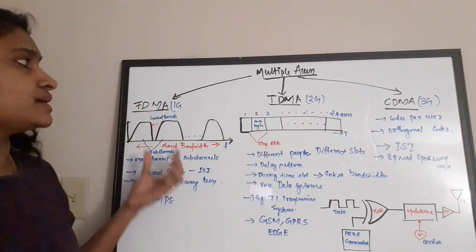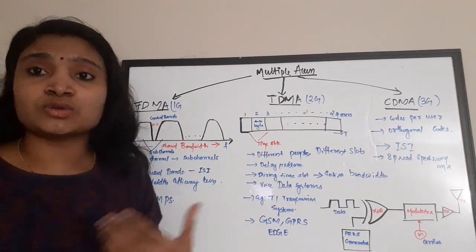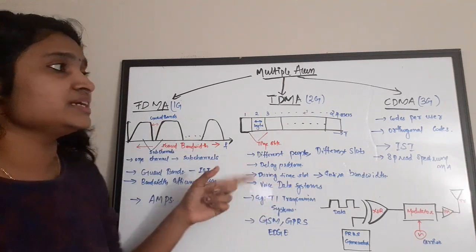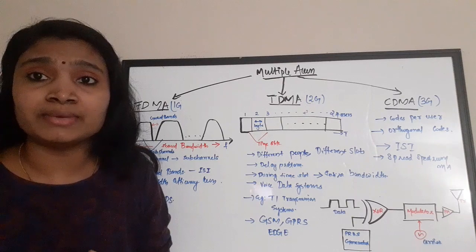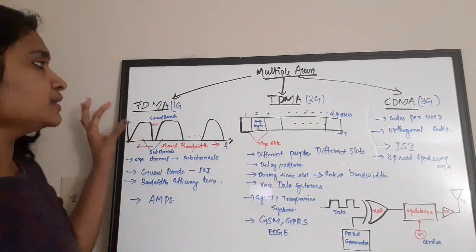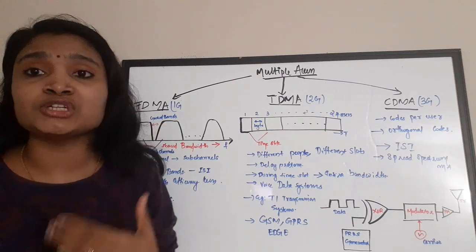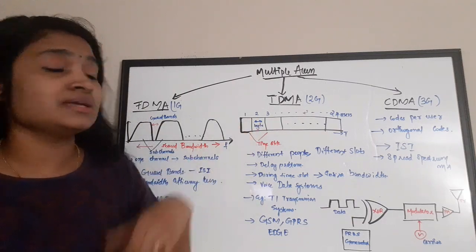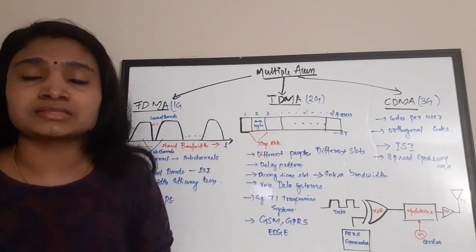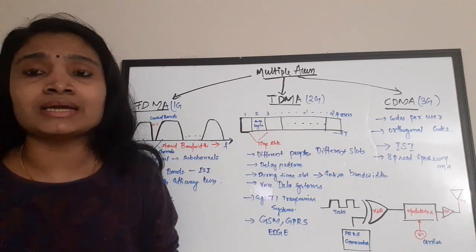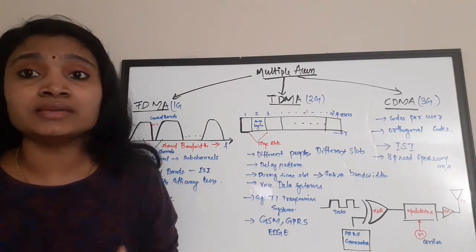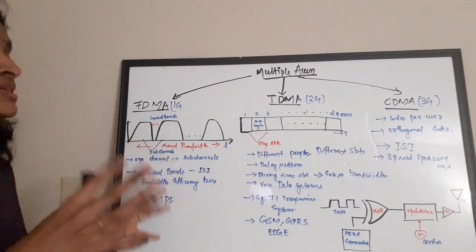Even though there are various other techniques, the basic techniques are FDMA, TDMA and CDMA. FDMA is frequency division multiple access, TDMA is time division multiple access and CDMA is code division multiple access. From the name itself, we can figure out what is being shared, that is, based on what thing we are classifying.